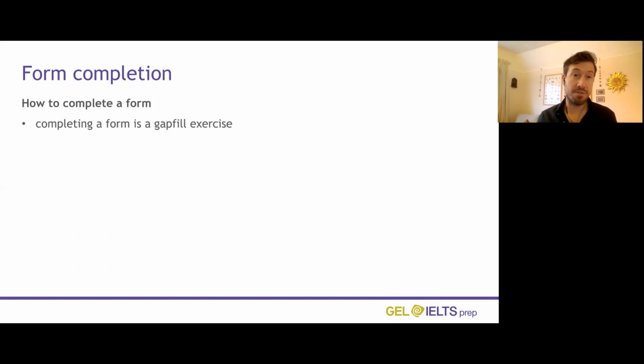So now let's move on to the most common type of question that you get in the IELTS section 1 of the listening, and that is form completion. Well, we're going to first focus on how to complete a form. Completing a form is a gap fill exercise. What I mean by that is there are spaces, missing words or missing numbers or missing names, and you have to put something in that space.